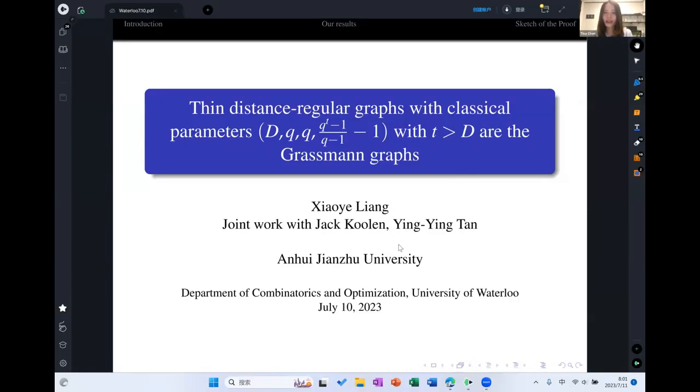This week, Xiaoye Liang is going to talk about thin distance regular graphs that are Grassmann graphs.